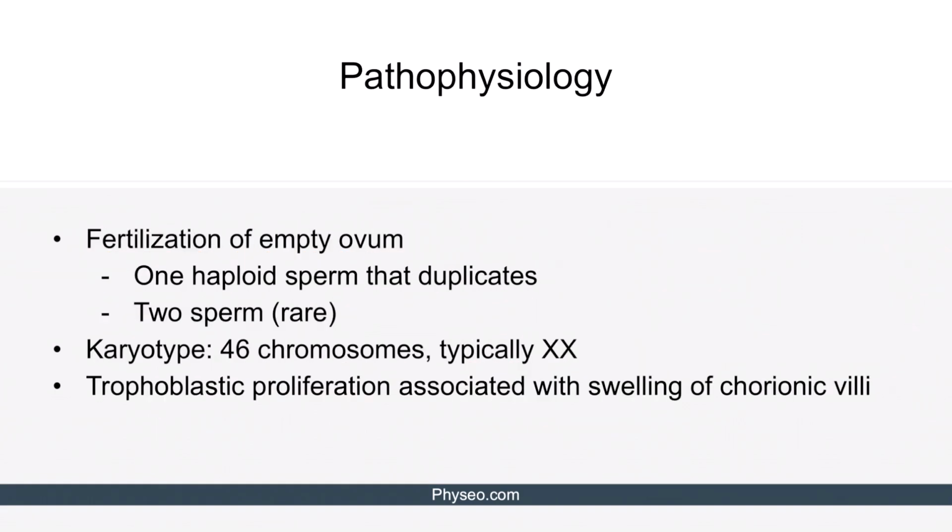Complete molar pregnancies are a result of an improper fertilization event. They occur when an empty ovum with no maternal genetic material is fertilized by a haploid sperm that then duplicates. They can also occur when an empty ovum is fertilized by two sperm, but this is relatively rare. These fertilization events result in a zygote with only paternal genetic material, and typically the karyotype of this zygote will be 46XX. This in turn leads to the proliferation of trophoblastic tissue and the swelling of chorionic villi.